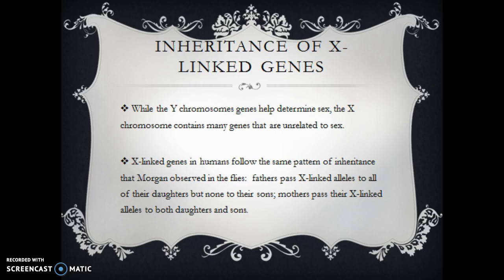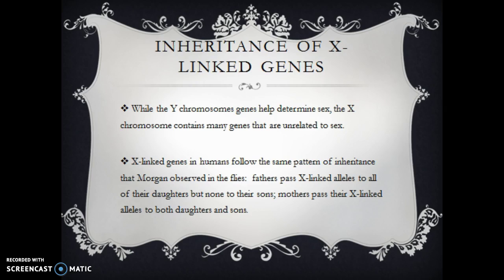X-linked genes in humans follow the same pattern of inheritance that Morgan saw in those flies we were looking at previously. And what was found is that fathers passed X-linked alleles to all of the daughters, but none to their sons. And mothers passed their X-linked alleles to both daughters and sons.